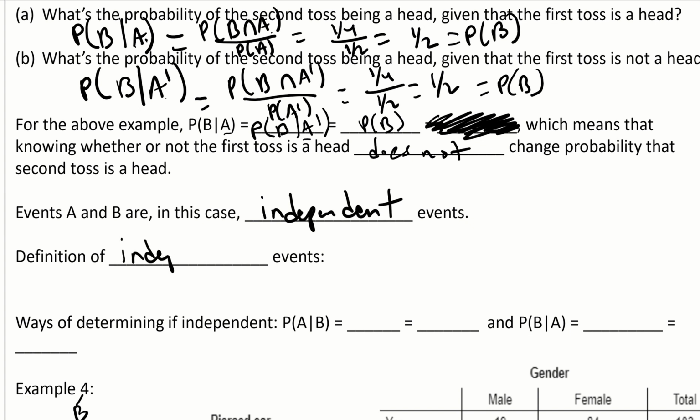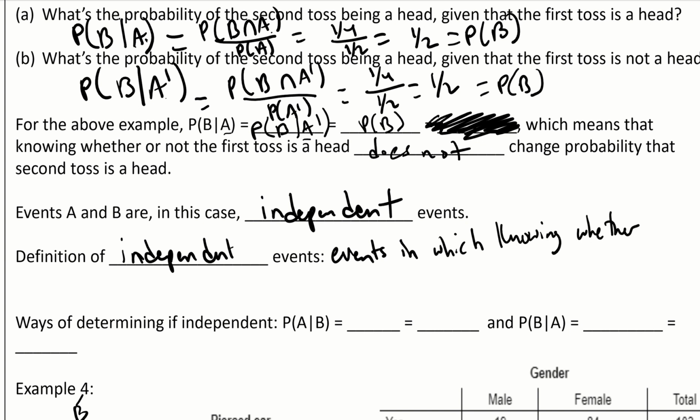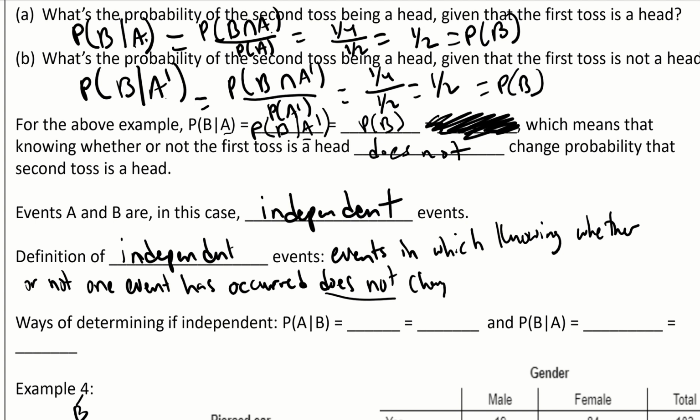So what's the definition of an independent event? Okay, so the definition of an independent event is an event where knowing whether or not one event has occurred doesn't change the probability that another event will occur, right? So it's events in which knowing whether or not one event has occurred does not change the probability that the other event will happen.